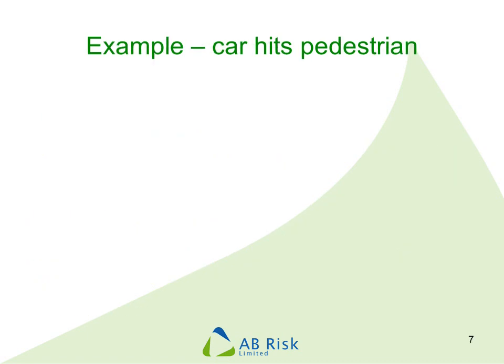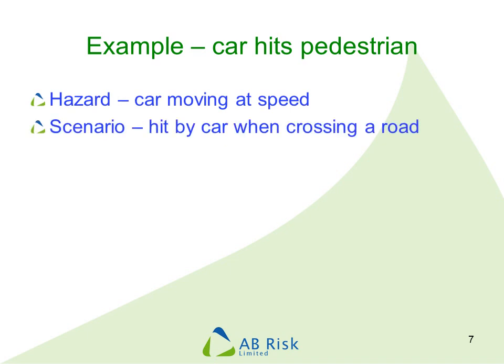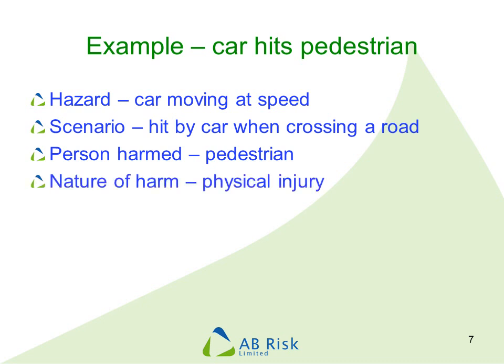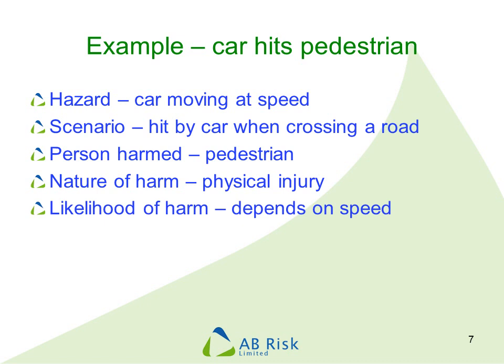So let's take an example. A car hits a pedestrian. The hazard is the car moving at speed. That's what's going to do the harm. The scenario is being hit by a car when crossing the road. Person harmed is the pedestrian. It is conceivable that the driver could be hurt, but that's not what we're looking at here. Nature of harm would be some sort of physical injury. The likelihood of harm is going to depend on the speed.